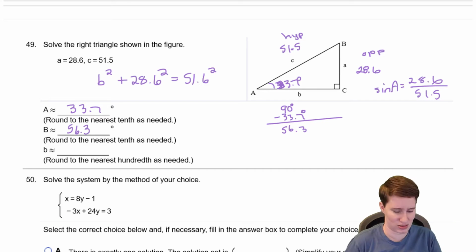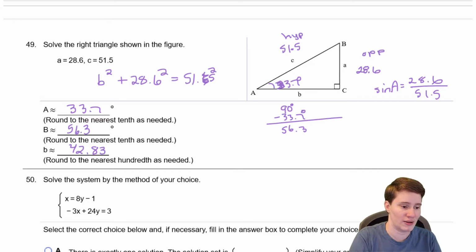Why did I write 6? It's 5. Getting 42.83. There's a chance that that's a little bit off because I did round the number before I square rooted, so sorry about that.